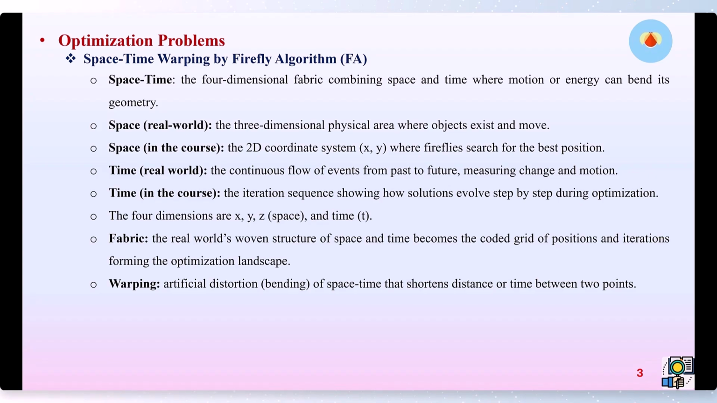Time in the real world is the continuous flow of events from past to future, measuring change and motion. In the course, it is the iteration sequence showing how solutions evolve step by step during optimization. By the four dimensions we mean x, y, and z from space and t from time. By fabric we mean the real-world woven structure of space and time becomes the coded grid of position and iterations forming the optimization landscape. Now, wrapping means artificial distortion or bending of space-time that shortens distance or time between 2 points.